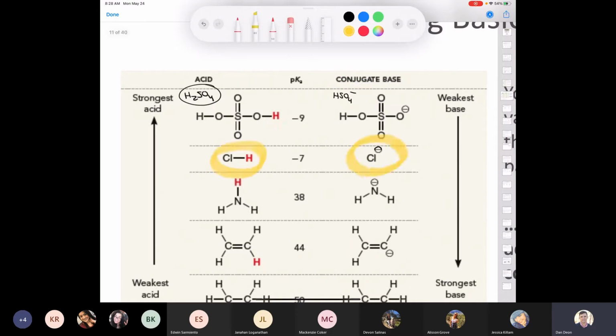If you go to hydrochloric acid, it is a strong acid. Why is the chloride such a weak base? Because chlorine is a pretty electronegative element, right? It's got an electronegativity of around 3. And therefore, it's pretty content to have that negative charge.